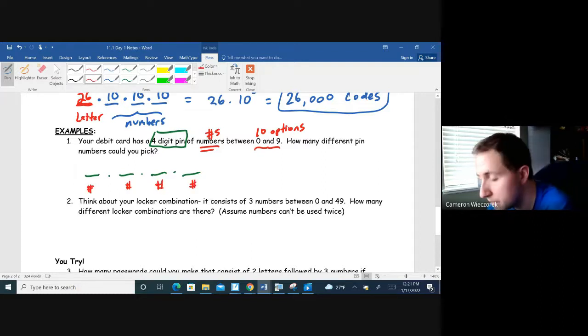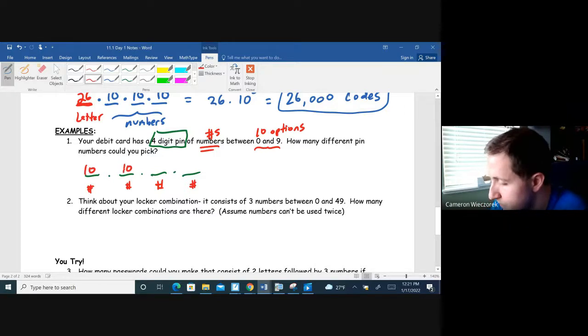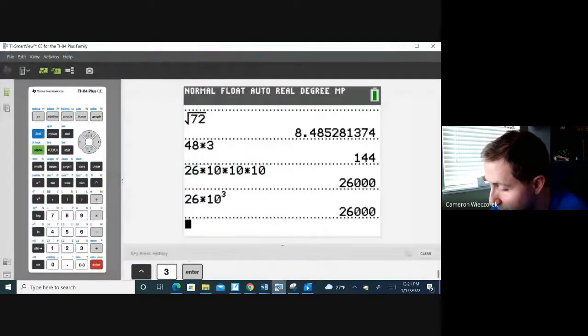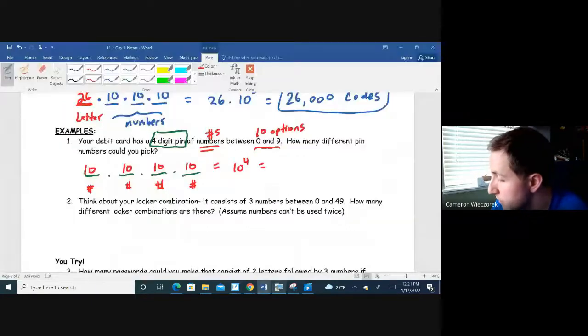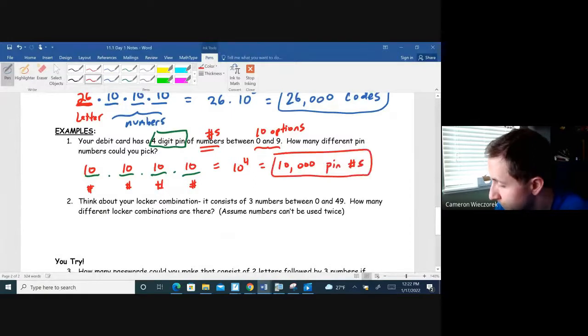Notice the problem did not say anything about not reusing numbers, so we can assume that maybe these 4 numbers are all the same. Nothing prevents that from happening. Well, we have 10 options for the first space, 10 numbers that are possible for the second space, 10 numbers that are possible for the third space, and 10 numbers that are possible for the fourth space. 10 times 10 times 10 times 10 would be 10 to the 4th. You could type it in your calculator either way. I'm going to do 10 to the 4th to make it a little shorter. So I got 10,000 possible PIN numbers that could be created. It's a lot. You could also type in 10 times 10 times 10 times 10 and get the same answer.